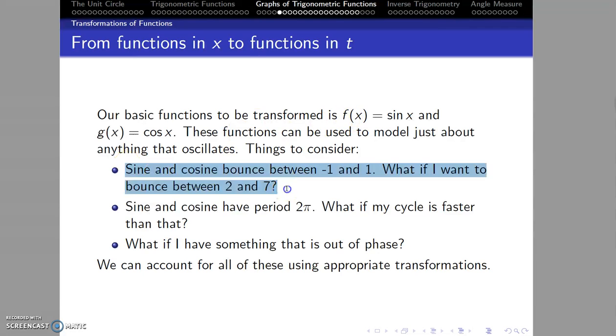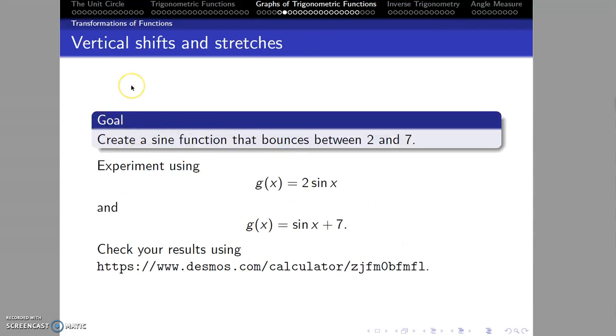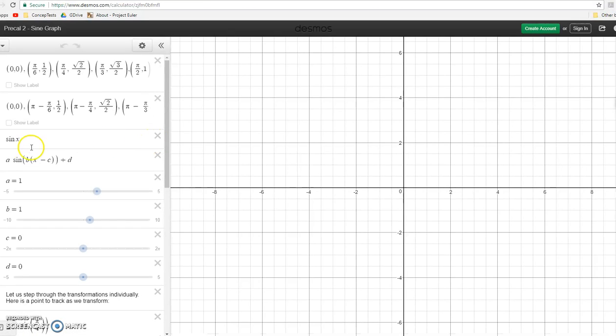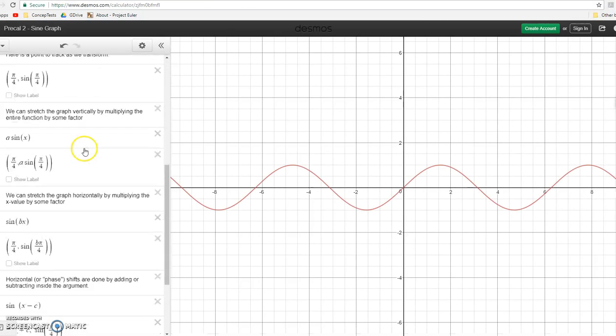All right, enough about that. Let's get into our goal here. Sine and cosine normally bounce between plus or minus 1, but now I want to bounce between 2 and 7. I want that to be the behavior my function models. So I want my function maybe to look like 2 sine x, or sine x plus 7. There's a 2 and a 7 in there. Maybe a 2 or a 7 pops up in our final function equation. So let's just throw those in there and see what we get. All right, so here's sine x normally.